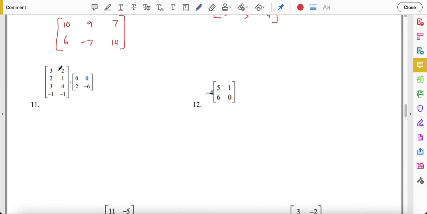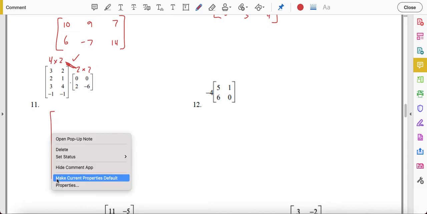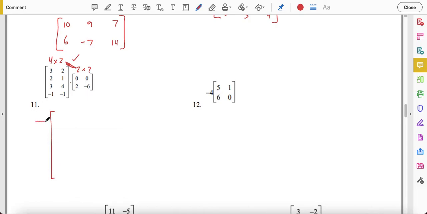Okay, so now we've got multiplication here. This is a 4 by 2 matrix times a 2 by 2. And since these two numbers are the same, this is possible. And we know we're going to need a 4 by 2 output. So we need 4 rows by 2 columns. All right, I'm going to spread out these columns a little bit so we can have some room to write, plan it out.